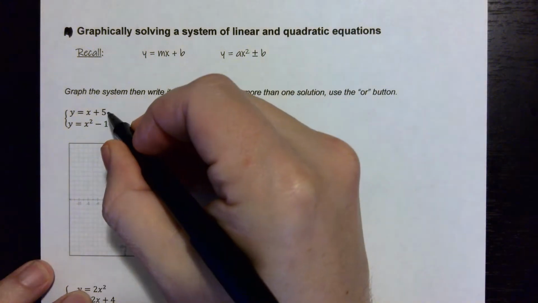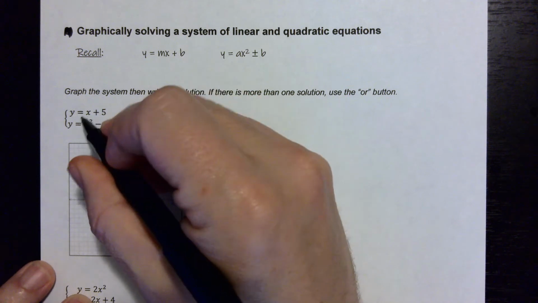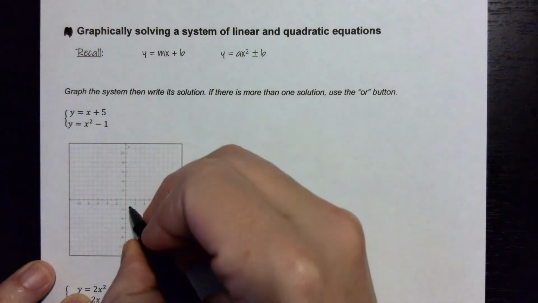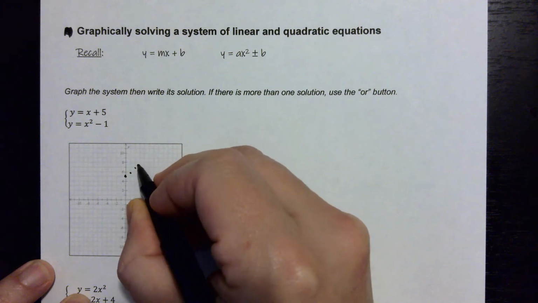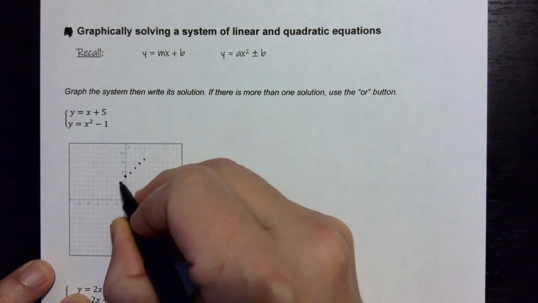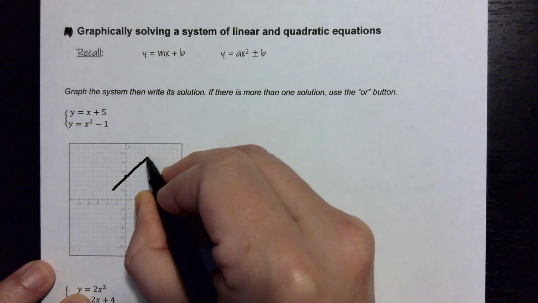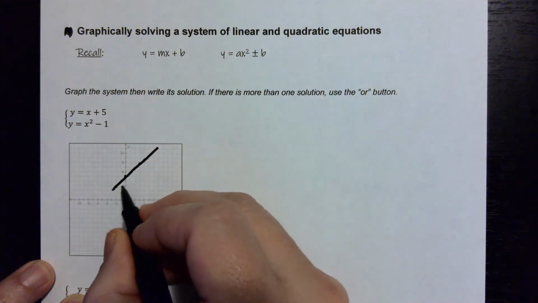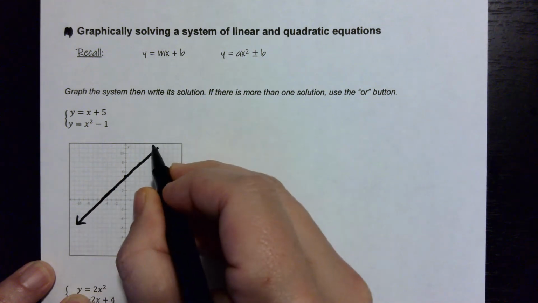We have here y is equal to x plus 5. This is linear, so mx plus b. The slope is 1 and the y-intercept is 5. So I cross at 5 and go like that. Let's see, it should cross right there. There we go. That's the line.